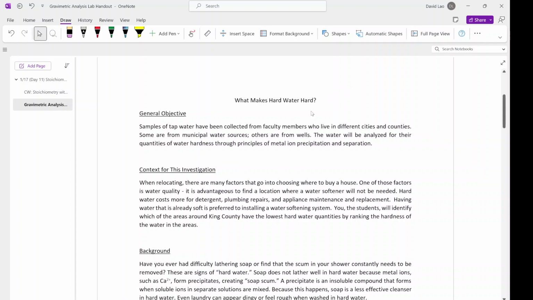So hard water is water with a lot of minerals dissolved in it. And one of the issues with hard water, if you've ever encountered it, is that it's really hard to lather up soap. You can watch some YouTube videos on that if you'd like. But the metal ions that are dissolved in the water prevent soap from lathering up. So it prevents soap from doing its job, essentially.